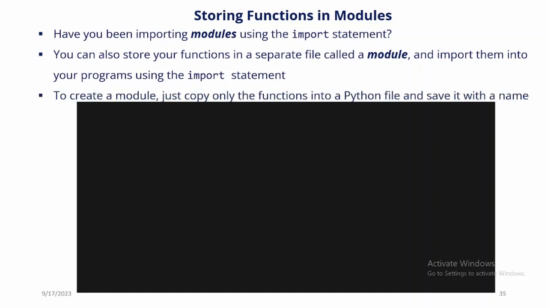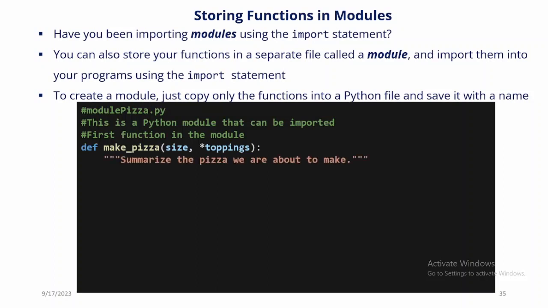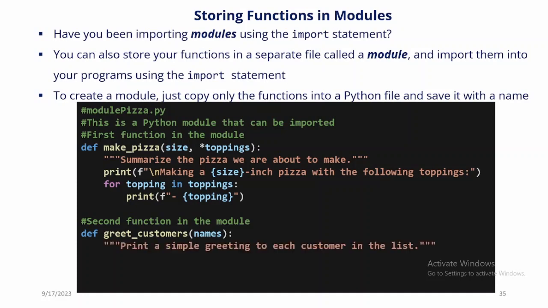So to create a module is very simple. Just copy only the functions into a Python file and save it with a name .py. So let's create a module called module pizza. The first function we put there is make pizza, the same function we had before. The second function will be greet customers. You can put as many functions as you like in this module, but everything must be function, no other code, just functions.